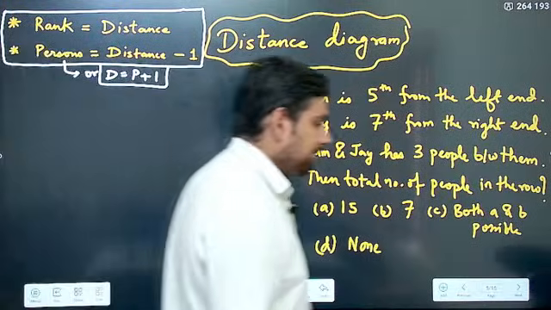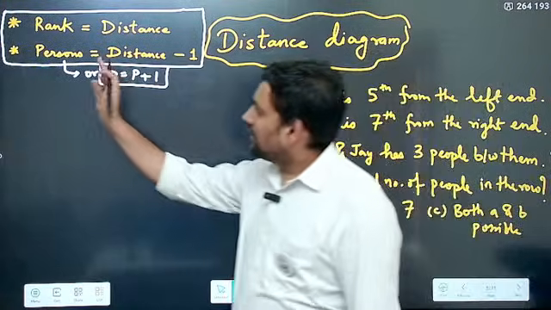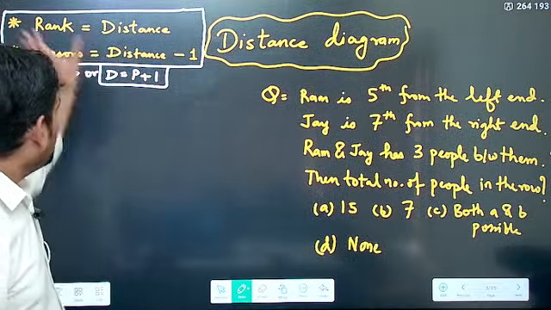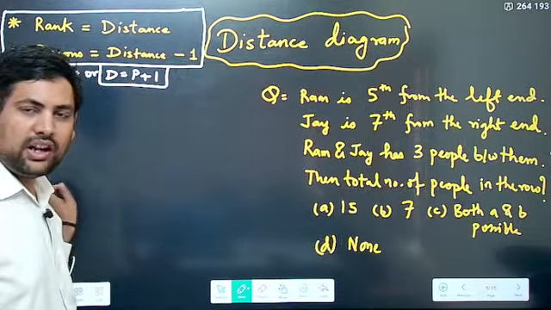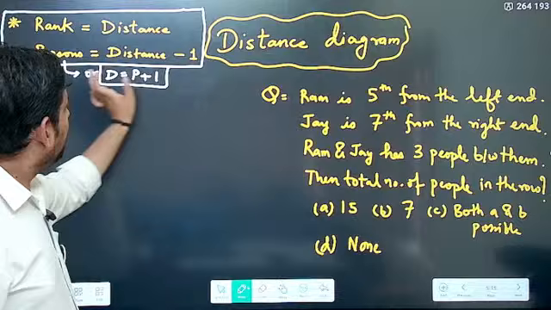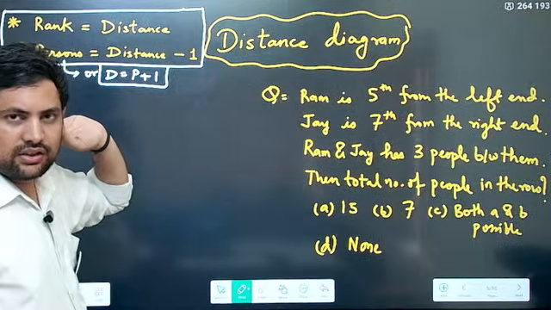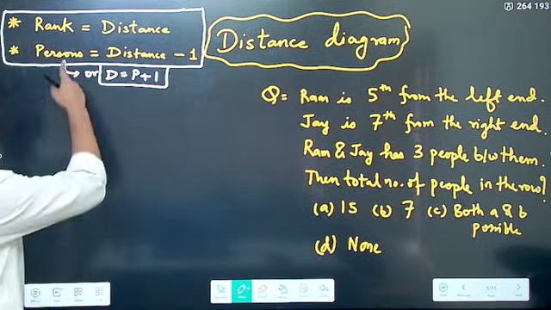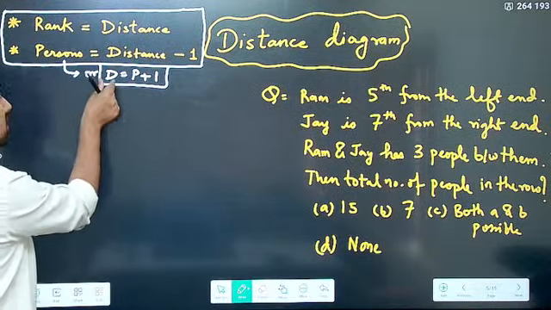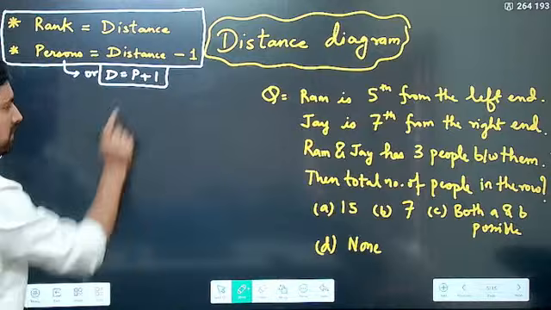Now the method is very simple. Rank is equal to distance. Okay, whatever rank is given, that will be the distance that I draw in the diagram, and number of persons, okay, if it is given, it will be distance minus 1. The other way of writing this is, if you keep distance here, if you send minus 1 here, it becomes distance is equal to number of people plus 1.